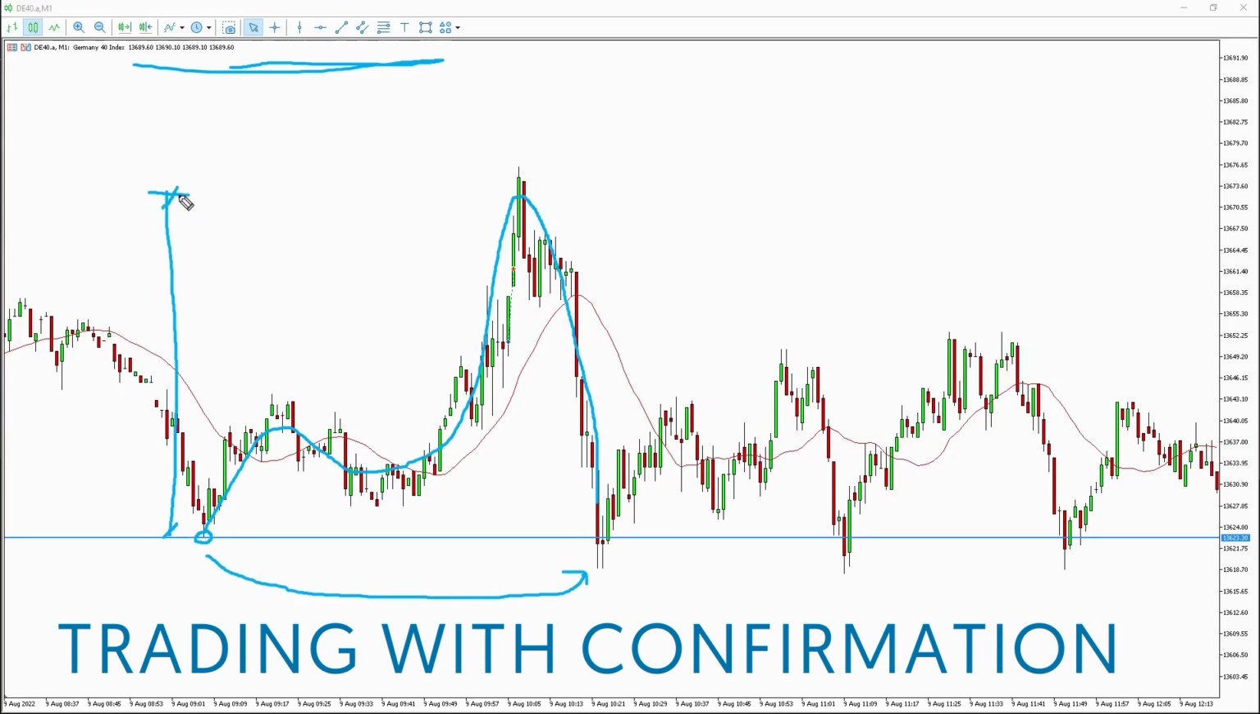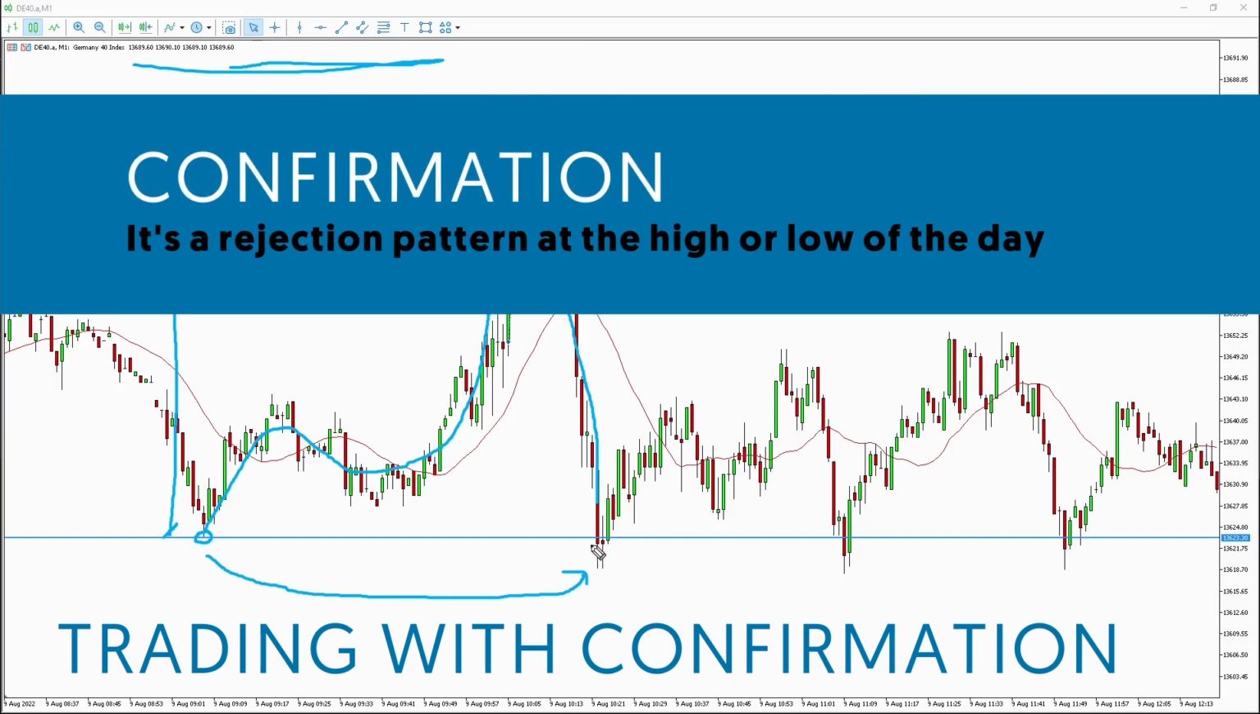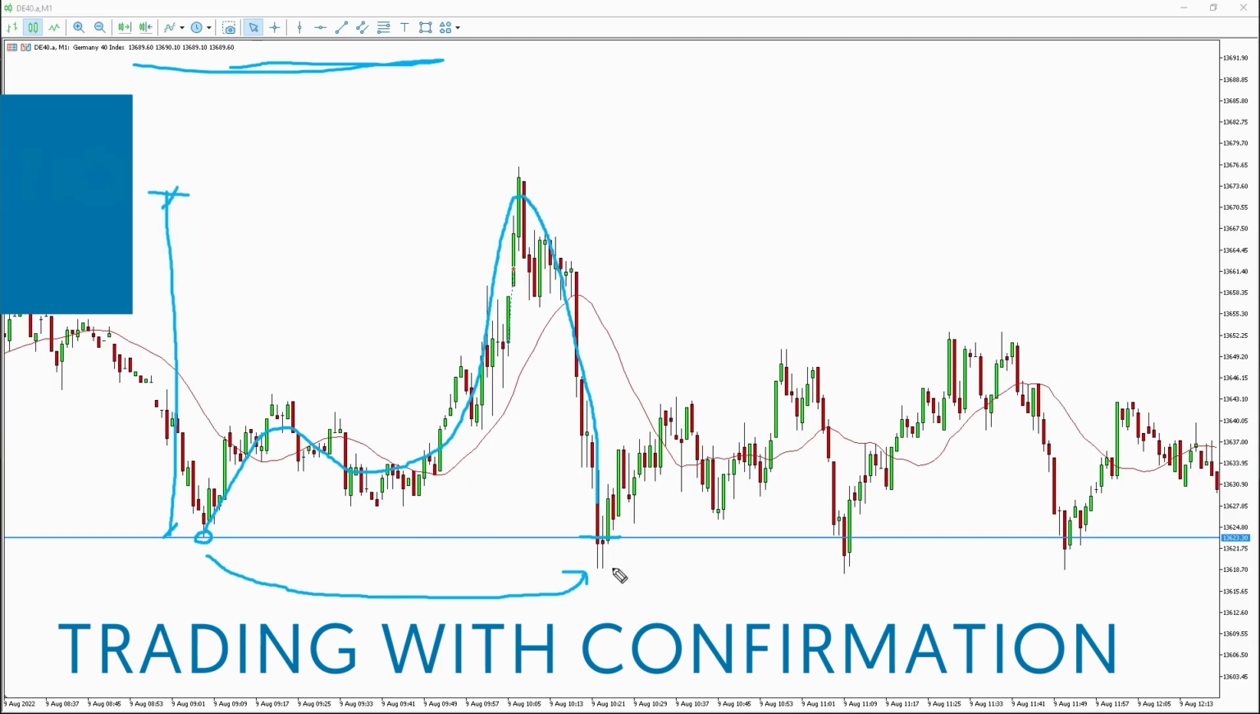And this is the typical scenario where we want to wait for some kind of confirmation. And what's the confirmation? It's rejection from the low of the day. And how do we know that the price is rejecting the low of the day?